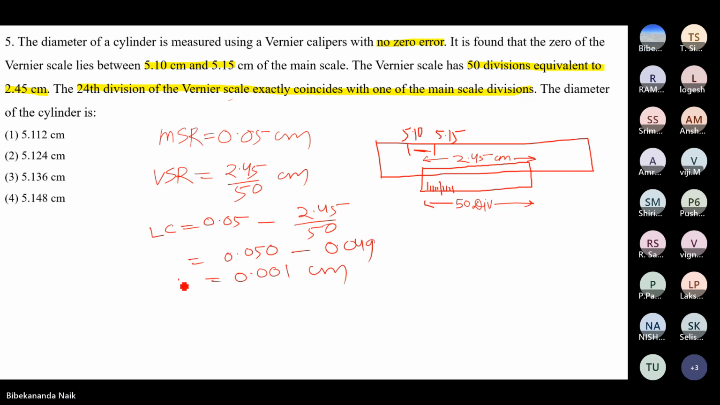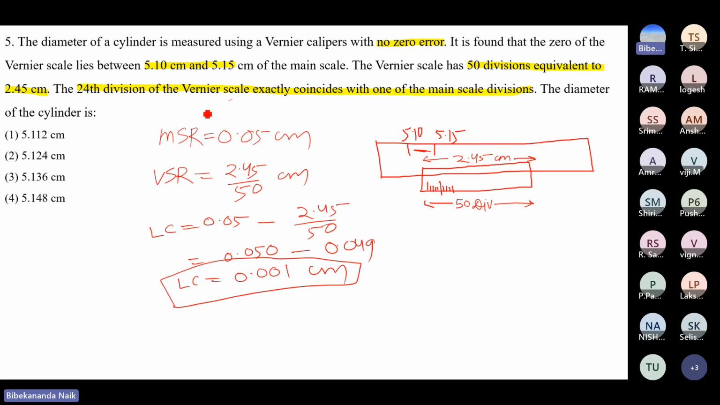So the least count of the vernier caliper that we are using in the problem is 0.001 centimeter. Also, from the answer you can guess it, because in the answer there are 3 digits after the decimal sign. So it is obvious to say that the least count of the device is 0.001 centimeter.